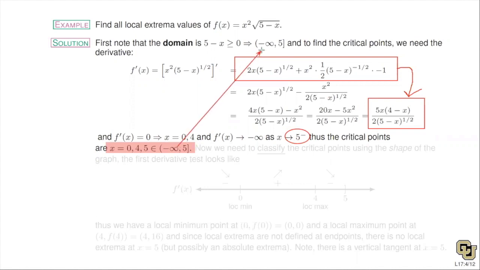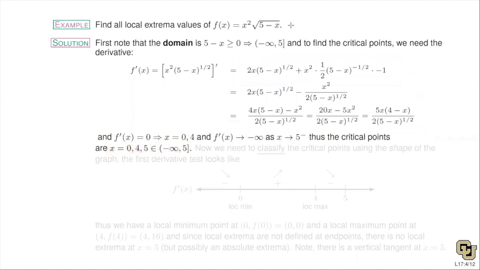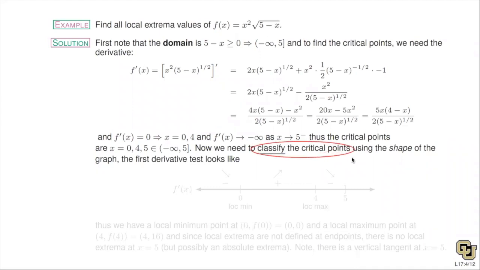So we're good. Now that we've found the critical points, it's important to remember the next step is to classify them. We find critical points, then we classify them. Right now we only have one method, called the first derivative test. In a second, I'll also show you the second derivative test. So I'm going to use the first derivative test.